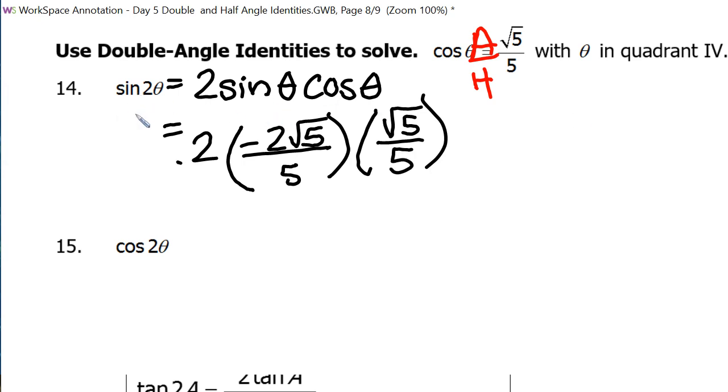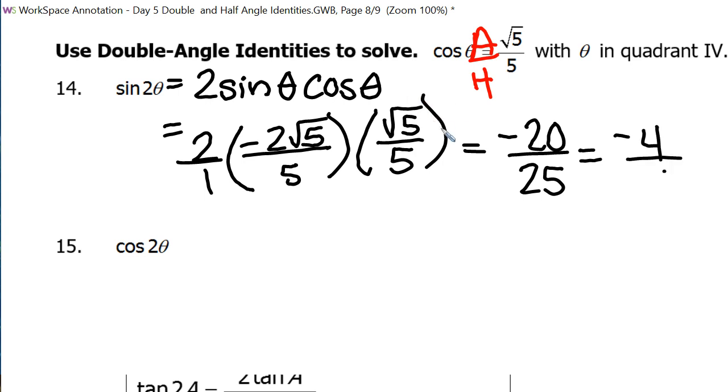And if you want to, you can make that 2 over 1. So multiply these 3 with 2 times negative 2. Negative 4. And what's square root of 5 times square root of 5? 5. So negative 4 times 5 gives me negative 20. And in the denominator, 1 times 5 times 5 is 25. Should I leave my answer like that? No, simplify. Negative 20 over 25 simplifies to negative 4 fifths.